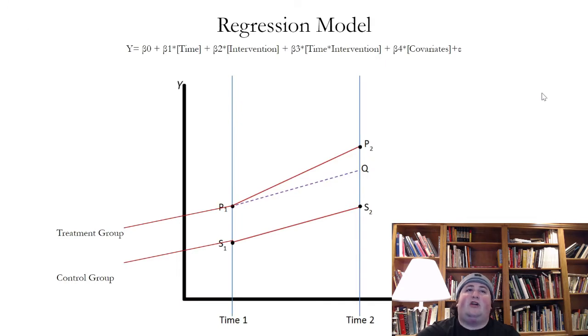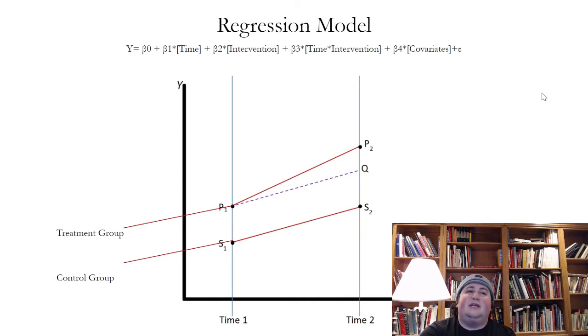And then so what's the regression model? So the regression model is sort of y equals beta naught, so that's the constant, plus beta 1 times time, plus beta 2 times the intervention, plus beta 3 times time times the intervention. So time times the intervention is what's known as the interaction effect. And we previously did a video on interaction effect, and you can go reference that video if you want to look at the interaction effect. But then plus beta 4 times the covariates. Covariates are typically the controls, plus the error term.